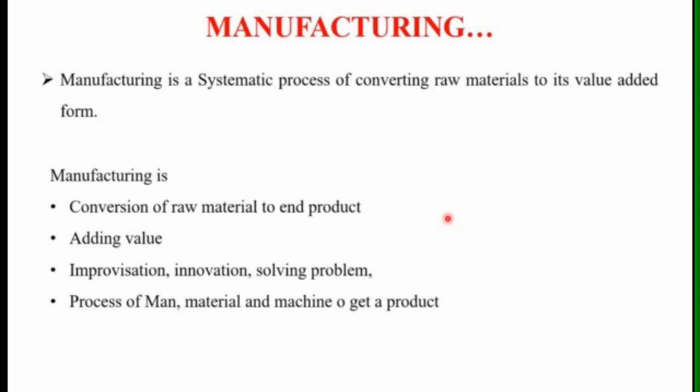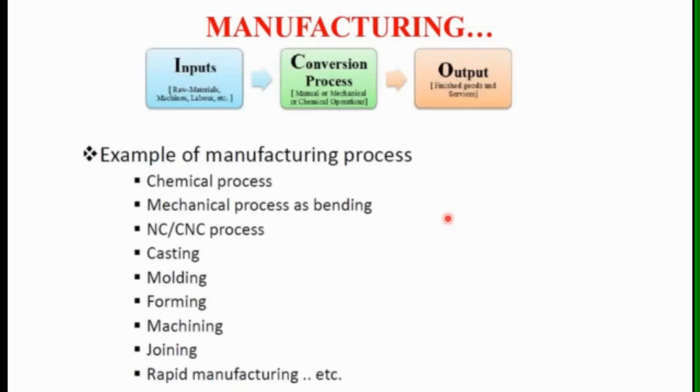Manufacturing is the process of using man, material and machine to convert inputs into a final product. Manufacturing has inputs and outputs. Inputs are the raw materials, machines, labor, operators, etc. The outputs of this manufacturing system are finished goods, products or services. In between these inputs and outputs comes the conversion process, and this conversion process is nothing but the manufacturing process.